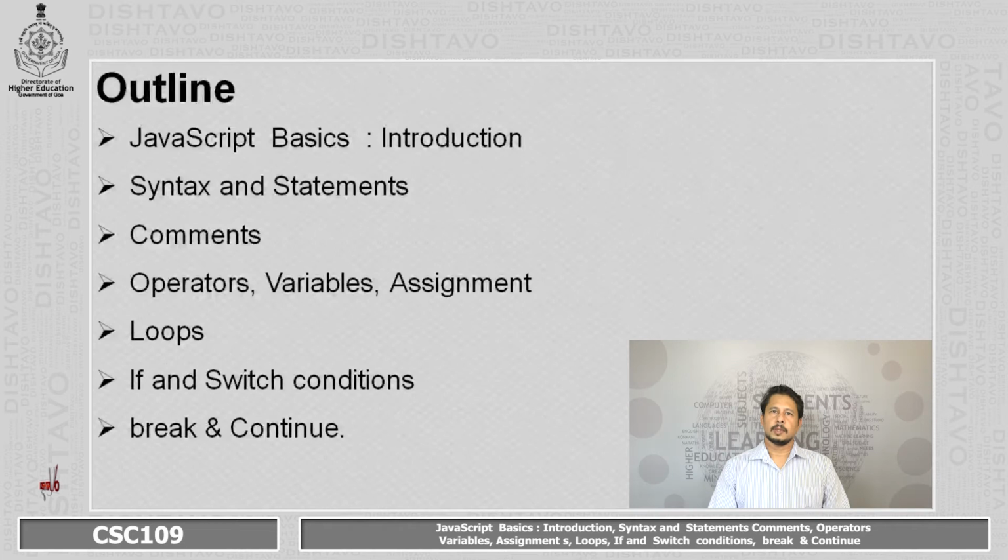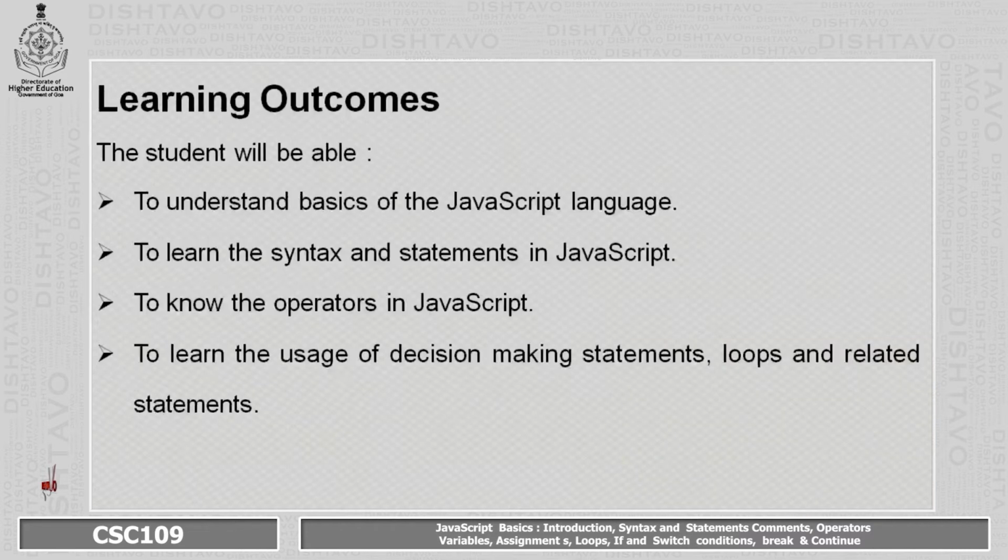The outline for this topic is the introduction, syntax and statements, comments, operators, variables, assignment, loops, if and switch conditions, and finally we'll conclude with the break and continue. The student will be able to understand the basics of JavaScript after going through this course. He will get to learn the syntax and statements in JavaScript. He will get to learn the operators in JavaScript and the usage of decision making statements, loops and related statements.